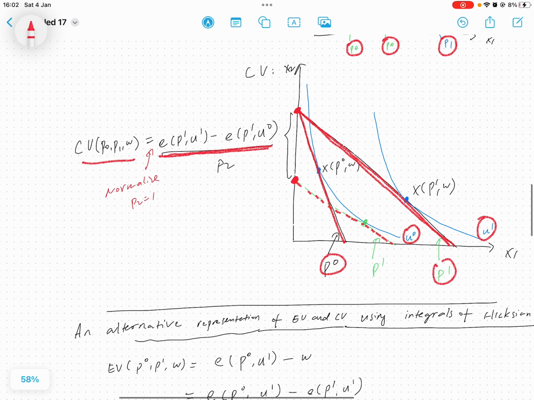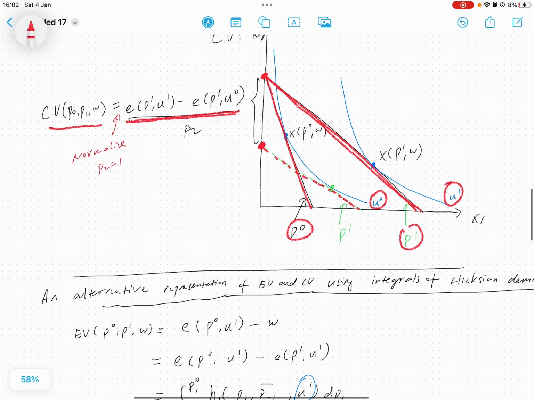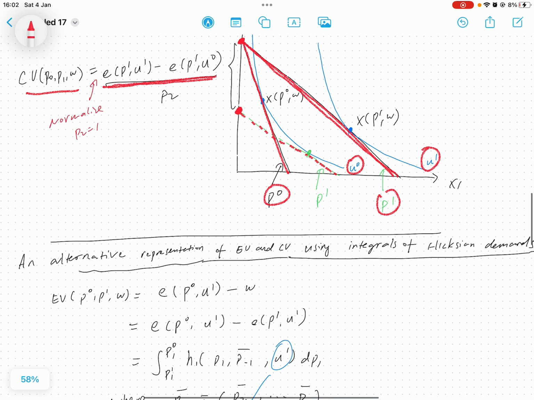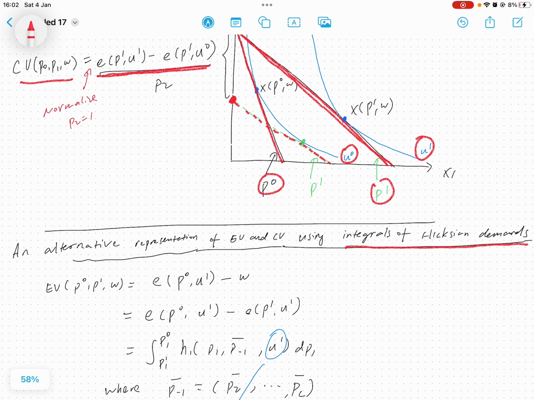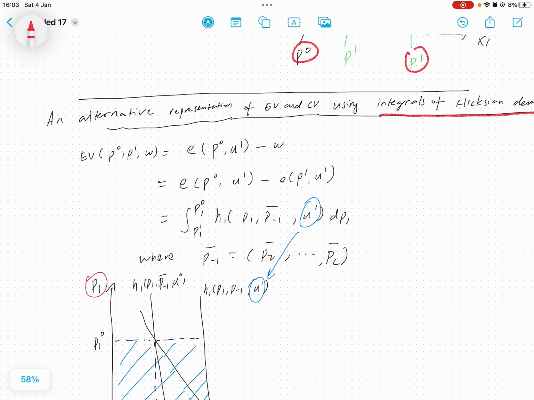Okay, good. So those 2 figures will be very helpful for us to further understand the basic intuition behind the CV and EV, right? There will be another alternative representation of CV and EV, but it'll be using the integrals of the Hicksian demands, and this will also be very useful and very intuitive for us to understand those further. So let's have a look at the EV first.